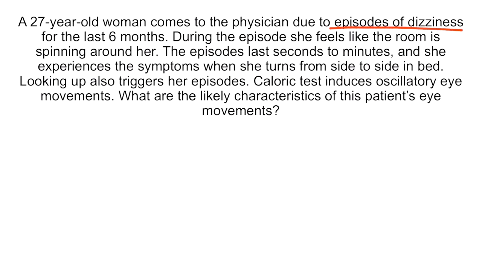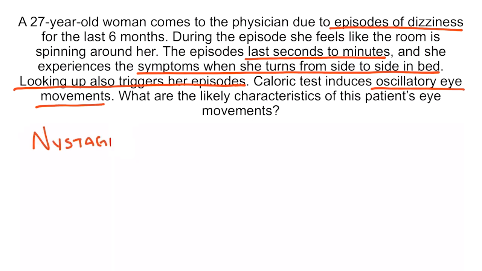This patient presents with brief episodes of vertigo. The episodes last seconds to minutes, and she experiences symptoms when she turns from side to side in bed. Looking up also triggers her episodes. This is the classic description of benign paroxysmal positional vertigo, that is BPPV. Caloric test induces oscillatory eye movements or nystagmus. BPPV is the cause of peripheral vertigo.